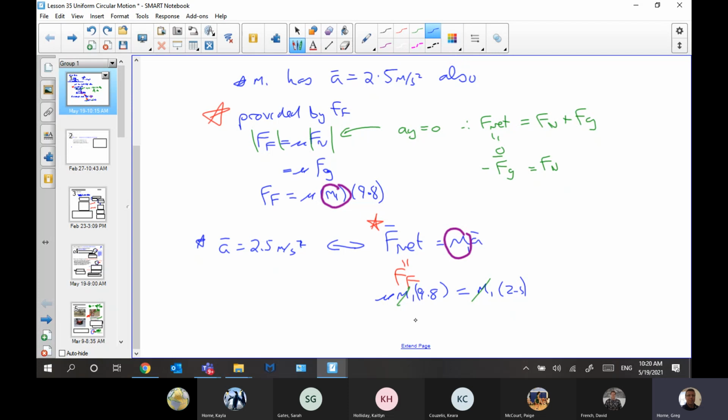So yeah, looks like we can solve for mu. Mu ends up being 2.5 divided by 9.8. So 2.5 divided by 9.8 gives us 0.255.